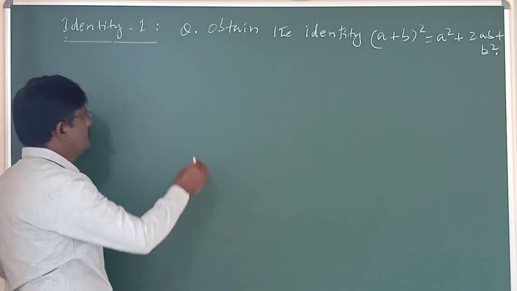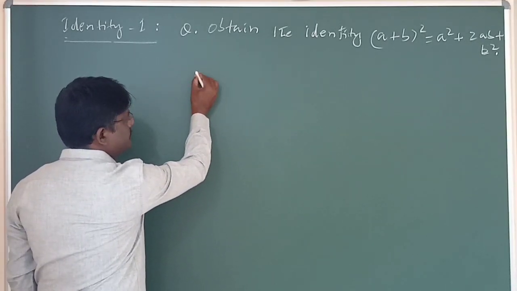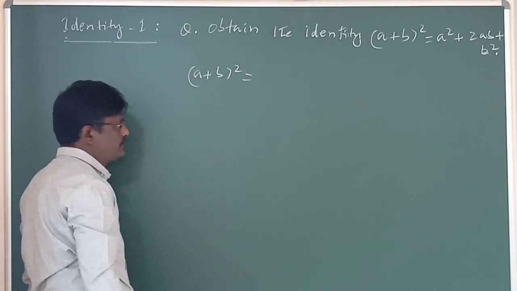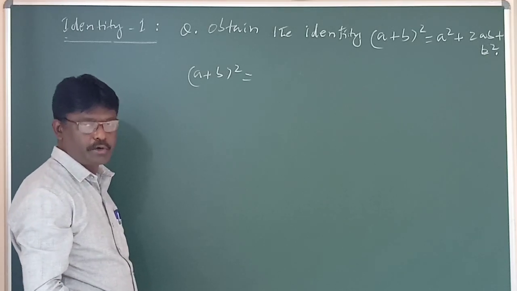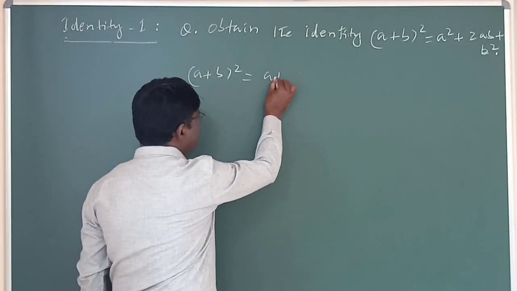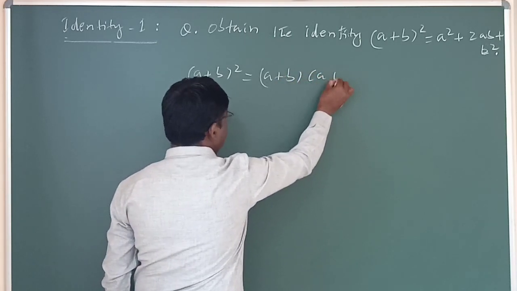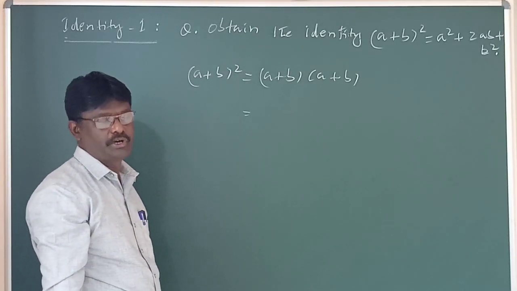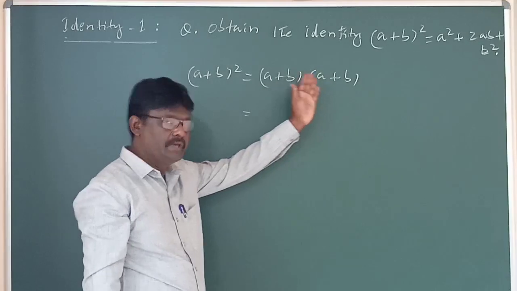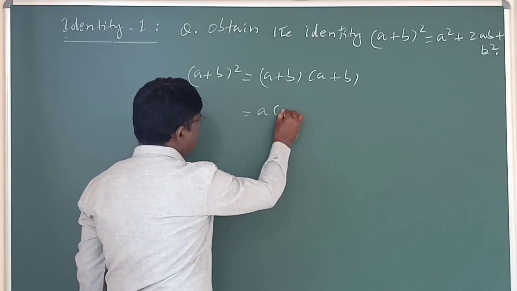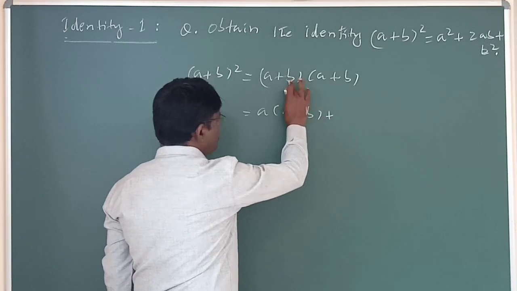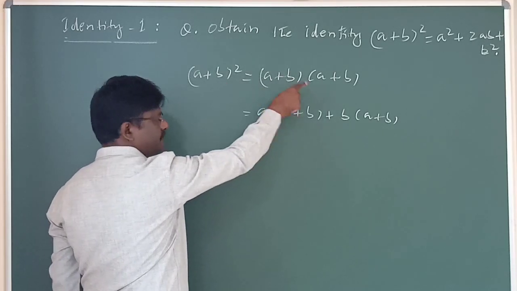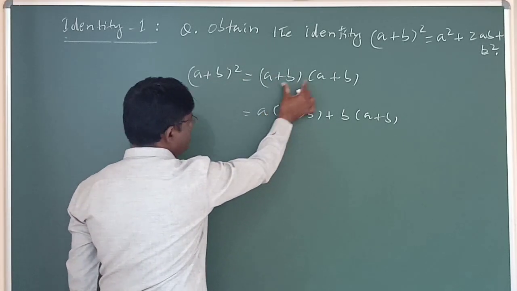How does it come? Okay, now we shall take it like this. a plus b whole square equal to, what is a plus b whole square? It is the product of a plus b and a plus b. Just to recall, part 1, binomial. Hence, a into a plus b plus b into a plus b. Just like x square is x into x, like that a plus b whole square is a plus b into a plus b.